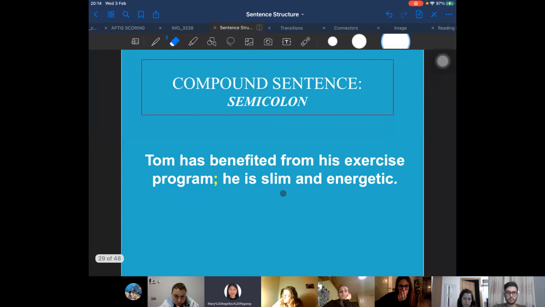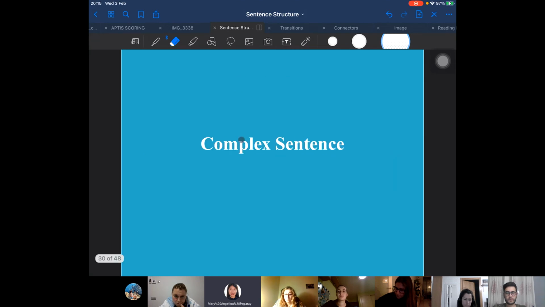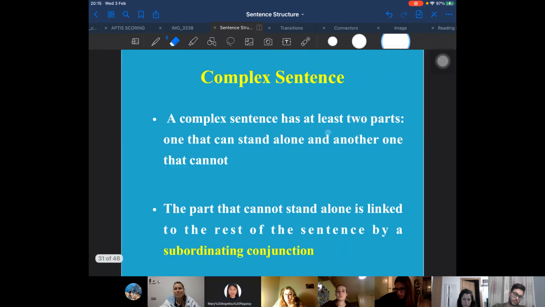For example, Tom has benefited from his exercise program; he is slim and energetic. So it's something like that. If I use "so," Tom has benefited from his exercise program, I put a comma, then "so," he is slim and energetic. Okay? Now we go to the complex sentence.